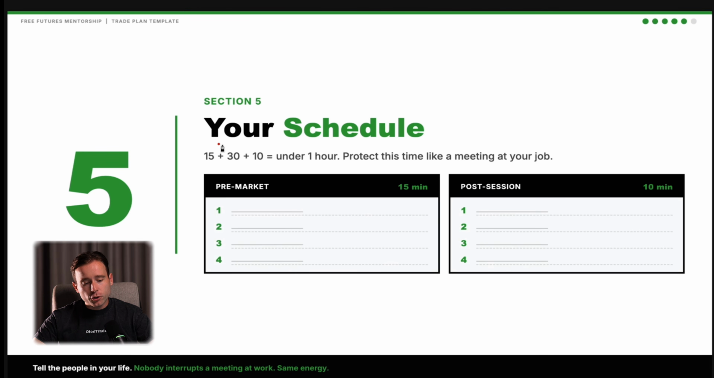The fifth section is your schedule. Ideally, make it as short as possible so you don't have 8 hours of chart time. For most traders, my trading included, I want to use trading as a vehicle to freedom. And freedom for me is not sitting at the charts for 10 hours per day. I want to minimize my chart time.